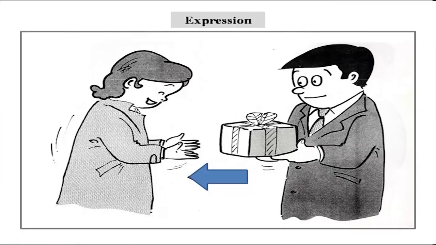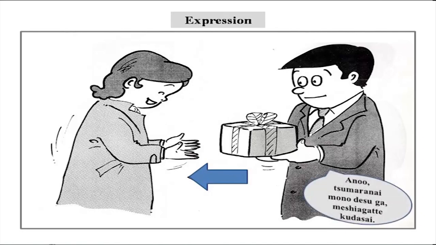So there is a small expression over here. You have Tanaka-san and Mariko-san and Tanaka-san is giving something to Mariko-san. What is the expression? Ano tsumaranai mono desu ga meshiagatte kudasai. Ano, this is when you just start a conversation. Tsumaranai means something very small. It's a small thing. So when you give a present to someone, however big it may be, it is always tsumaranai mono desu ga. It's a small thing, but please meshiagatte kudasai.